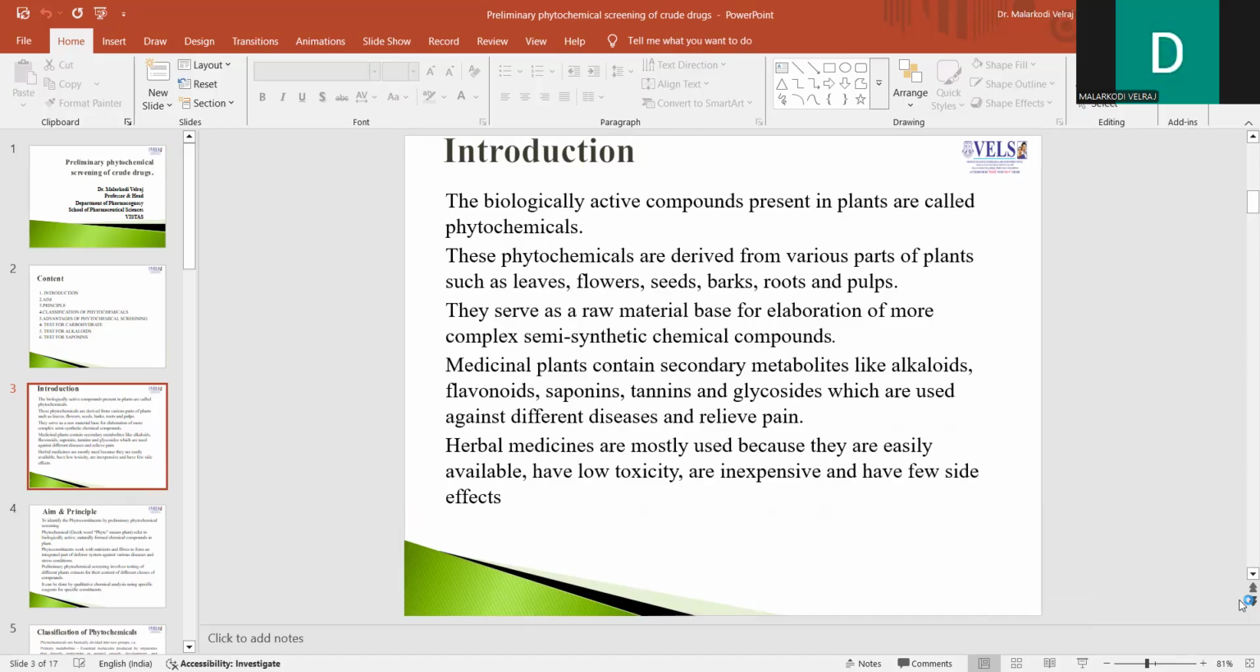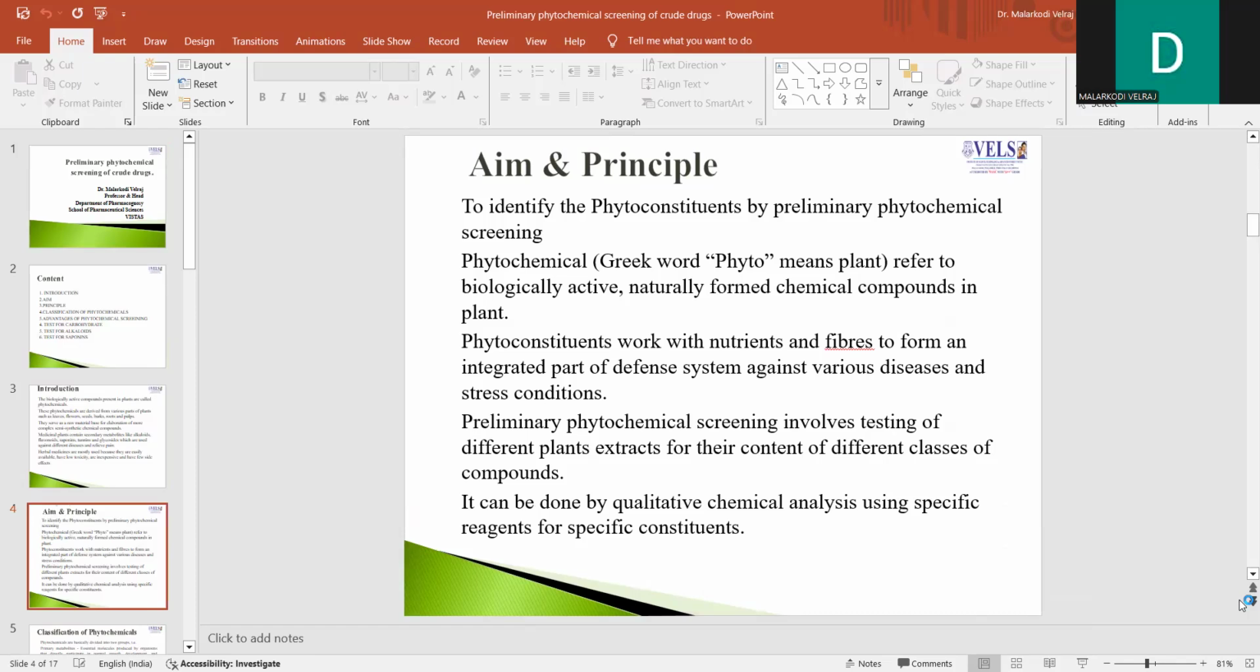Medicinal plants contain secondary metabolites like alkaloids, flavonoids, saponins, tannins, and glycosides, which are used against different diseases and relieve pain. Herbal medicines are mostly used because they are easily available, have very less toxicity, are inexpensive, and have few side effects. Aim and principle to carry out the phytochemical screening of the crude drugs.